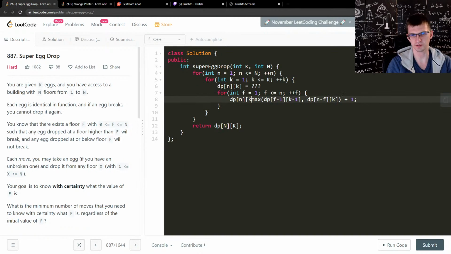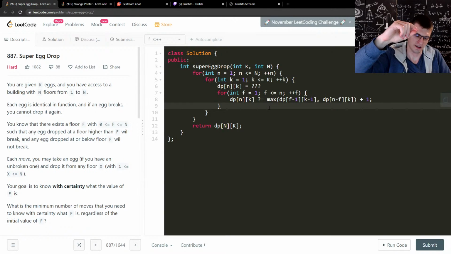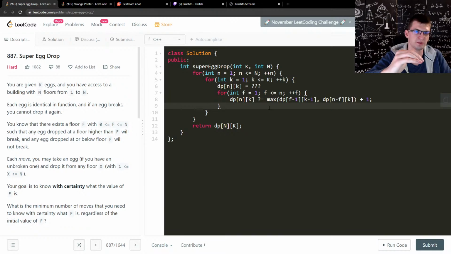But how do I use it? Do I do something like that? Do I do plus equal? So what is the logic here? Well, I have multiple choices. I decide where to drop an egg from, and I can choose the best thing for me. If I see that dropping from that floor pessimistically gives me 10 moves, and dropping from this one pessimistically is 8 moves, I prefer 8. So I take the minimum of those possibilities.